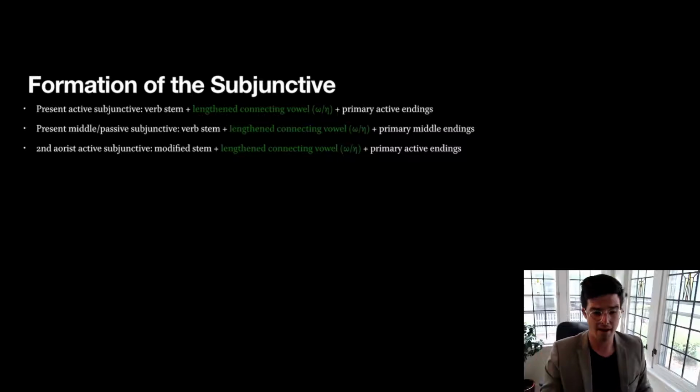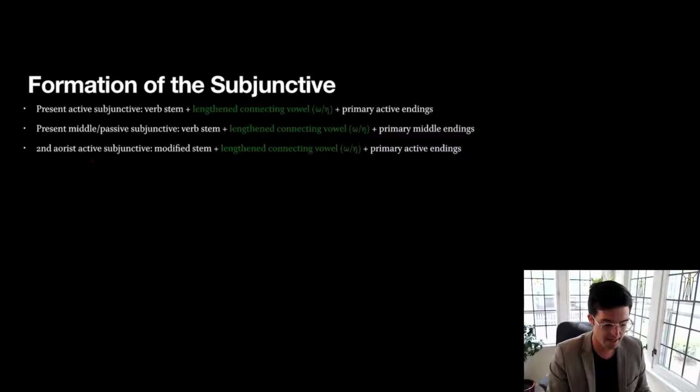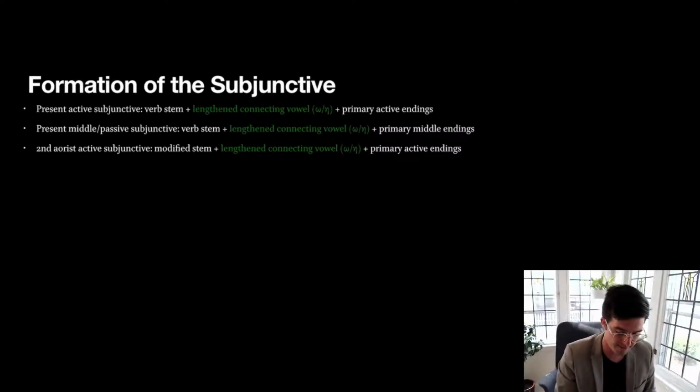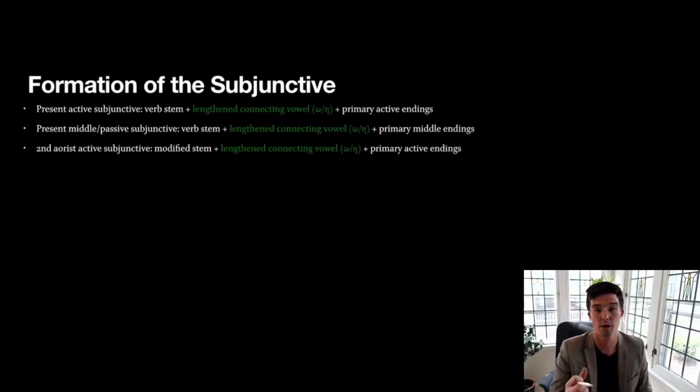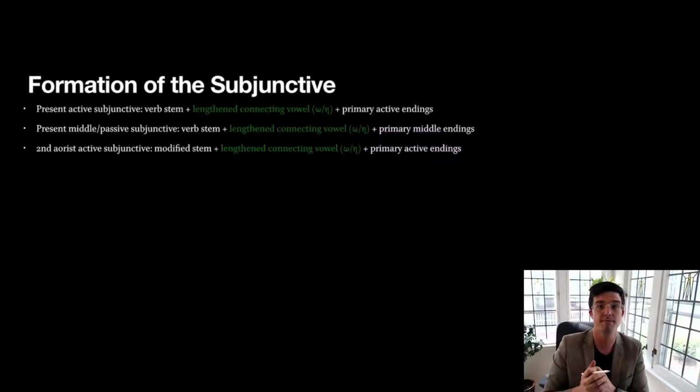The second aorist active subjunctive is going to look very similar to the present active subjunctive. So we've seen this in a number of other moods as well, where the second aorist and the present look similar to one another. And the only difference is going to be the modified stem, is that the second aorist, remember, changes its stem. It's what's called a strong verb. It changes to a strong form of, or a different form of the verb altogether to form the aorist.